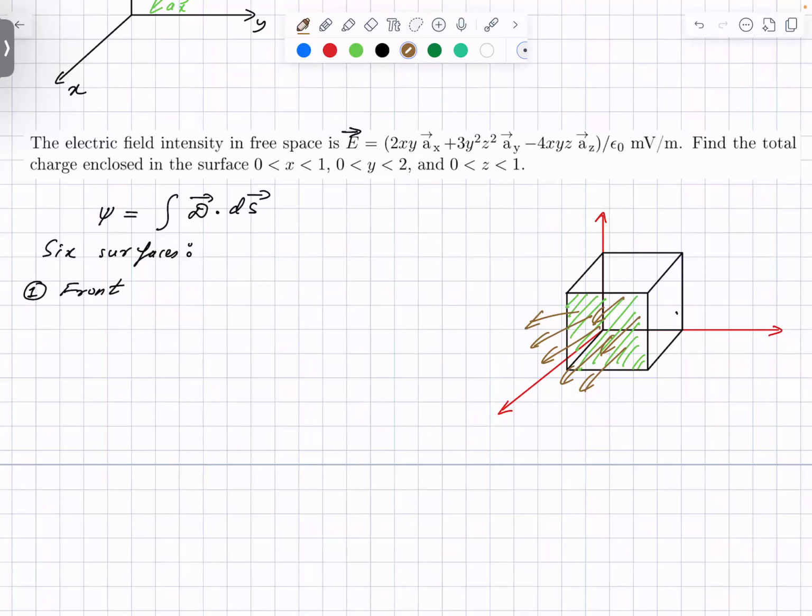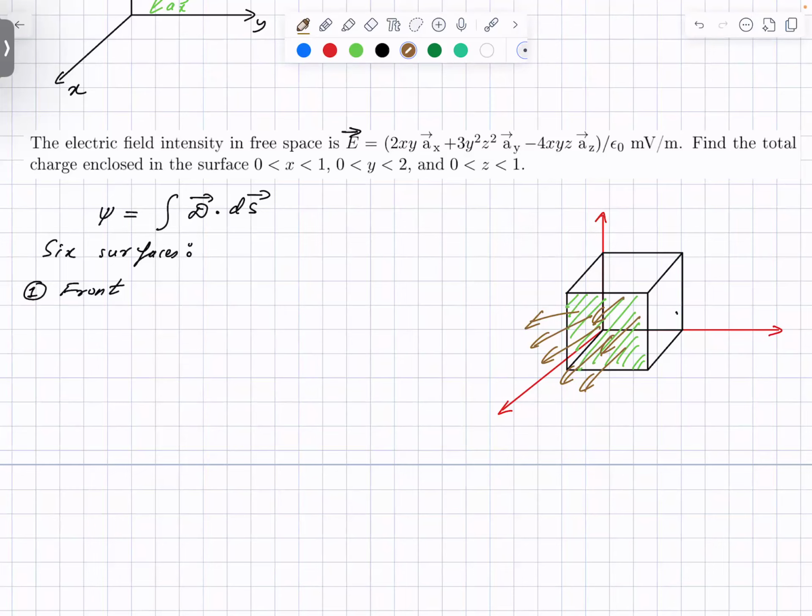Then we can combine the flux coming out of all the surfaces to get the total flux leaving the surface. And the total flux leaving this volume will be exactly equal to the charge enclosed by this volume. That is what Gauss's law says. So what we can do to solve this problem is find the flux coming out of each of the 6 surfaces first, and if we add them together, that should be equal to the total charge enclosed. That's the idea. There are 6 different surfaces, so it will involve 6 different integrals.